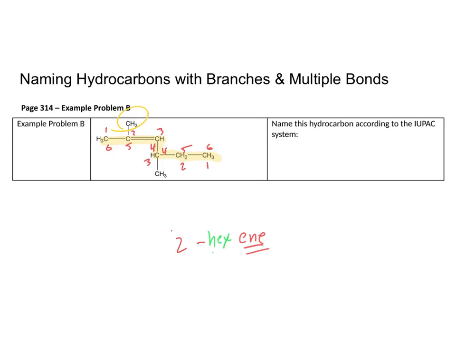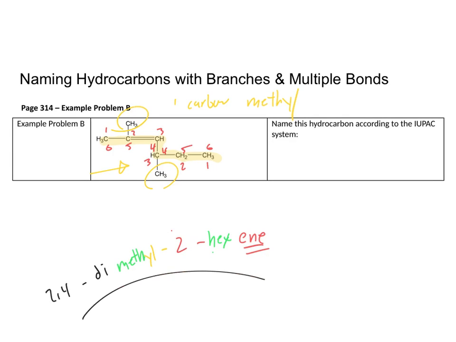I see that there's a branch here and there's a branch here. They are both 1 carbon long, which makes them methyls. Okay, so since I'm going from left to right in this case, because of the multiple bond, I now need to tell the world where my methyls are. So I have a methyl, and I happen to have 2 of them. So it's going to be a dimethyl, and they are located on the 2nd and the 4th carbon. So it's a 2,4 dimethyl 2-hexene.